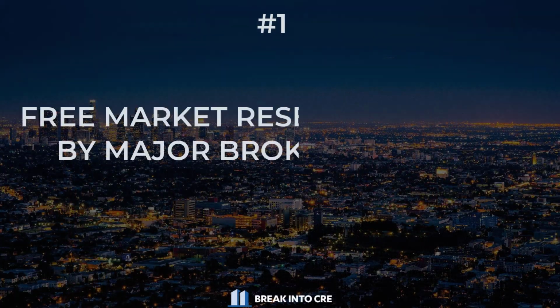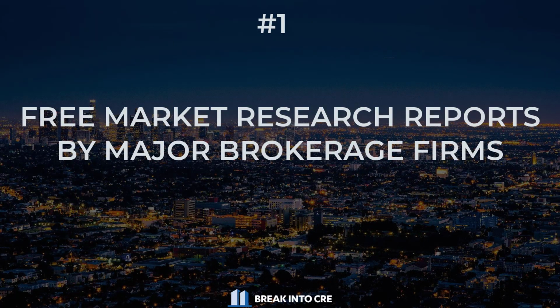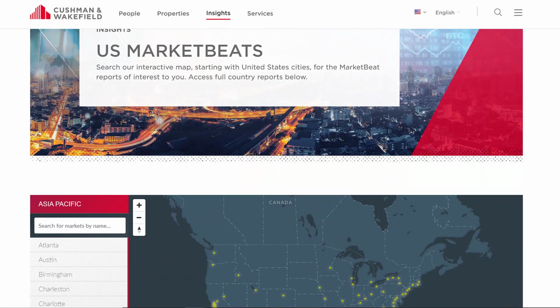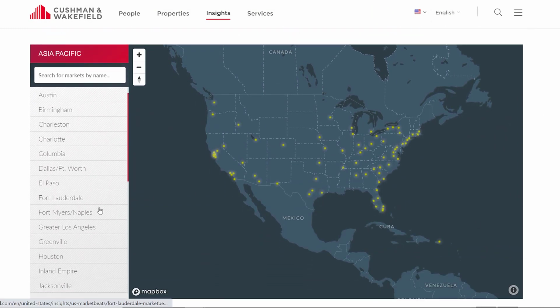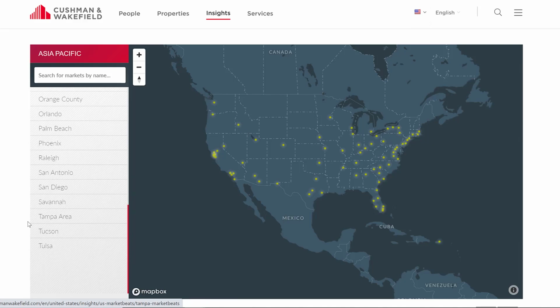So first on this list, and the first place I'd recommend going when looking for market data for free, is to search for free market research reports released by the major brokerage firms, specific to the geographic location that you're analyzing and the most recent time period available. The big shops like CBRE, JLL, and Cushman & Wakefield all have massive research arms of their companies, and generally these companies put out market reports for each of the 4 major product types: office, retail, industrial, and multifamily, and do so on a quarterly basis.